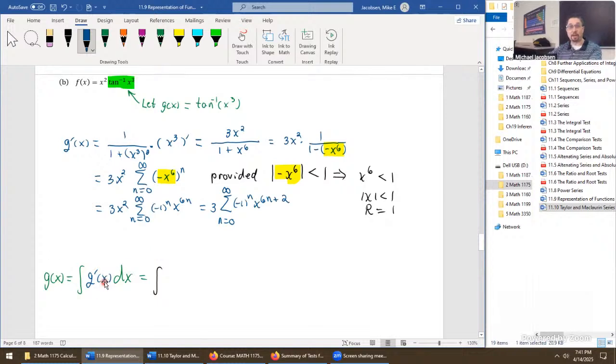So now that's the g prime we actually want to integrate. Let's write it in just like that. 3 times an infinite sum from 0 to infinity, negative 1 power of n, x to the power 6n plus 2.